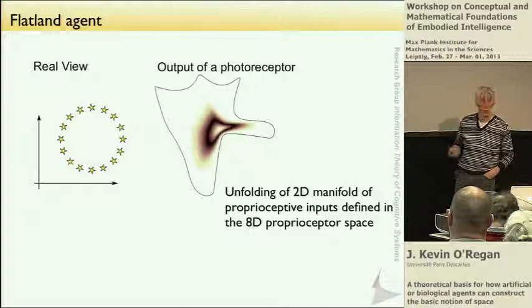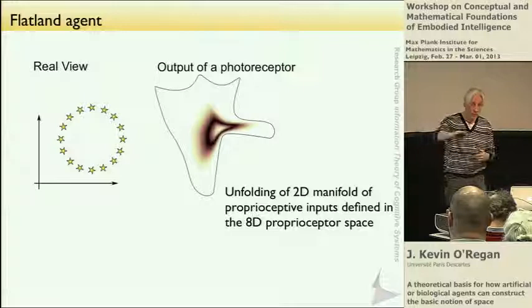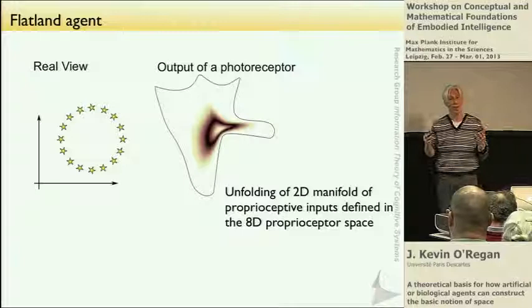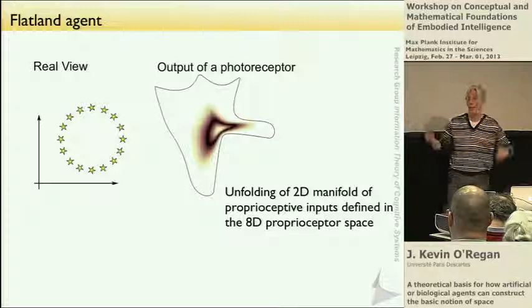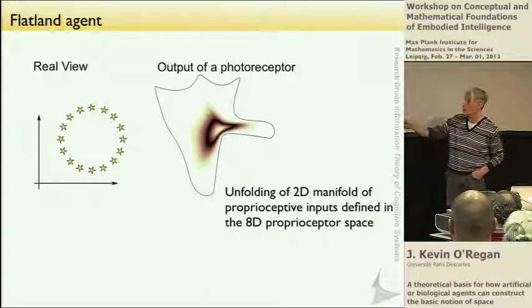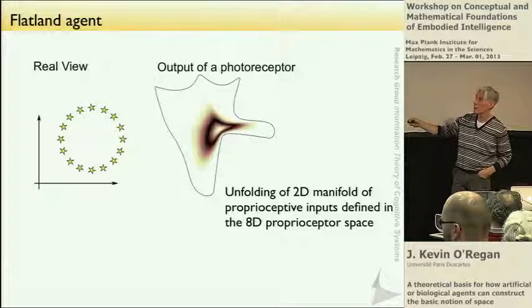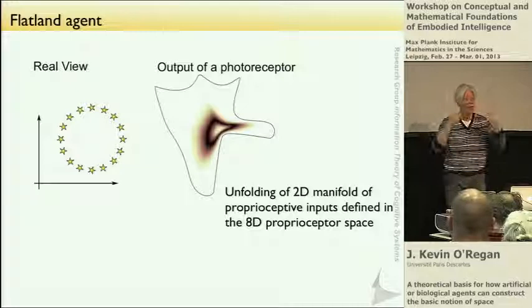Now, when I say as a function of proprioception, proprioception is an 8-dimensional space. The thing is, however, that because the retina can only move around in a 2-dimensional space, the actual set of proprioceptive activities must be constrained to a 2-dimensional manifold within the 8-dimensional space. So if you look at the unfolding of the 2D manifold of the proprioceptive inputs defined in this 8D proprioceptive space, it's 2D here, and you can look at, for each value of proprioception inside this unfolded 2D manifold, what this circle of lights looks like to the agent for one of the photoreceptors. So you see it's rather distorted, just like the retinal input for the eye is very distorted.